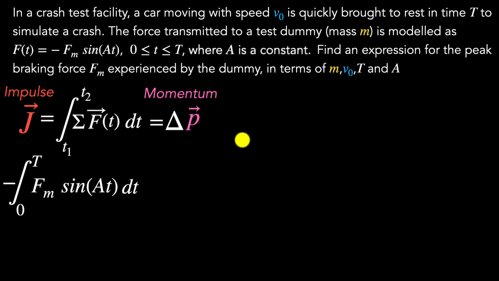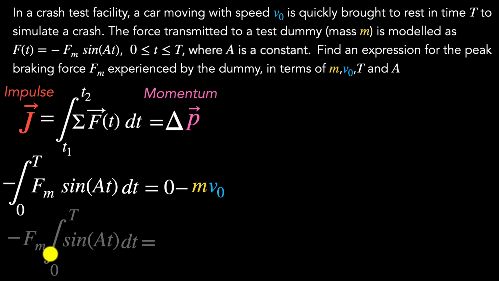That equals a change in momentum. What's the change in momentum? Well, it's final momentum minus the initial momentum. The final momentum is 0 because it goes to rest. Initial momentum, well, we know the initial speed, so m v0. So that equals final momentum minus the initial momentum, 0 minus m v0. So I can pull out the constant Fm, which is what we need to figure out, out of the integral, and that equals minus m v0.